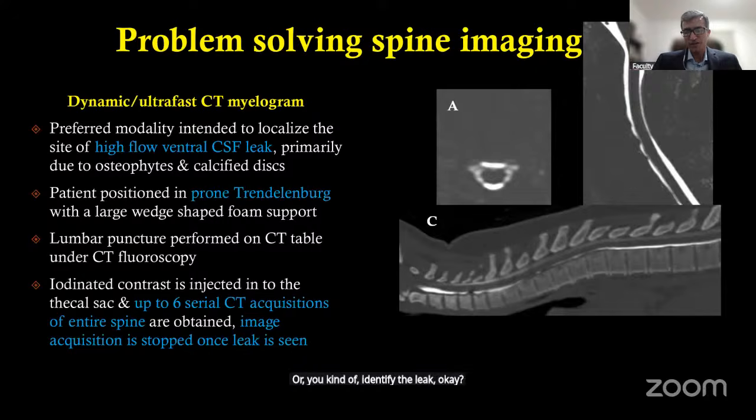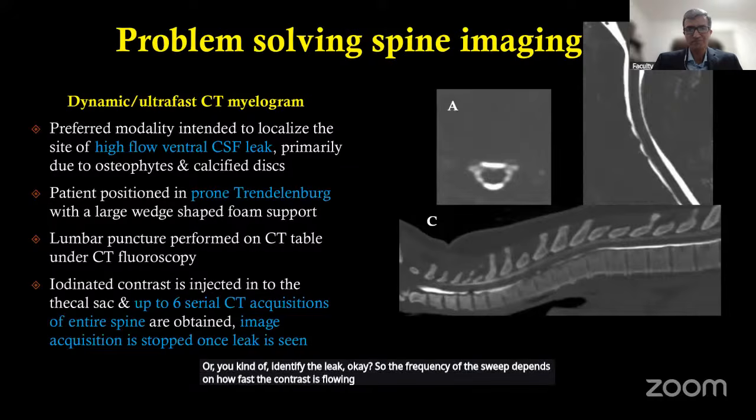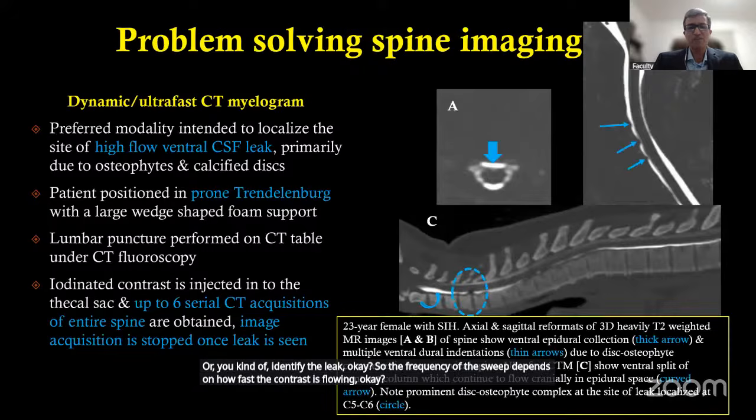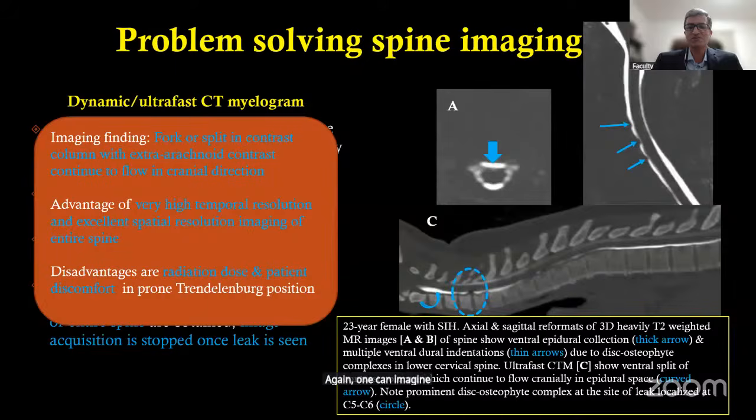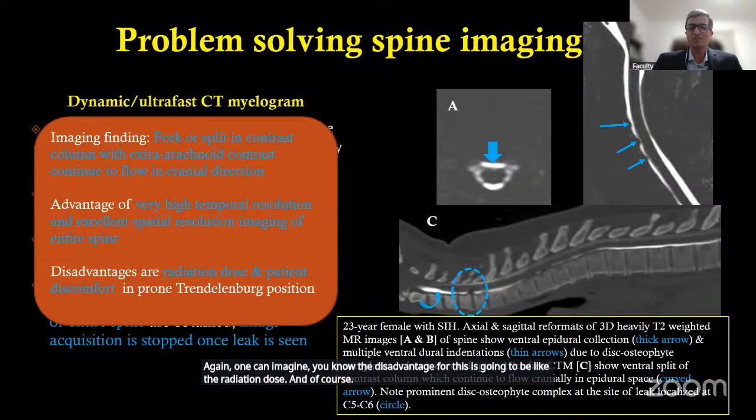Okay. So the frequency of the sweep depends on how fast the contrast is flowing. Again, one can imagine the disadvantage here is going to be the radiation dose. And of course, the patient being on the table in prone Trendelenburg is a discomforting position. The advantage is very high temporal resolution and very high spatial resolution. And also you can cover the entire spine, even if you don't have any specified level of suspicion, you can rescreen the entire spine here.